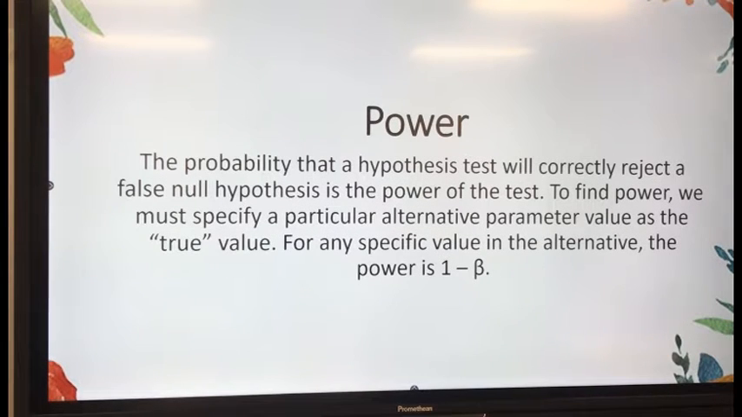Another word is power. The probability that a hypothesis test will correctly reject a false null hypothesis is the power of the test. To find power, we must specify a particular alternative parameter value as the true value. For any specific value in the alternative, the power is 1 minus beta. We'll see more about that later.